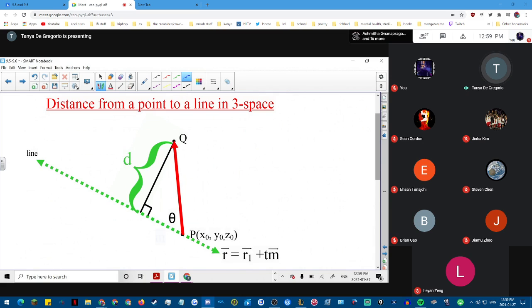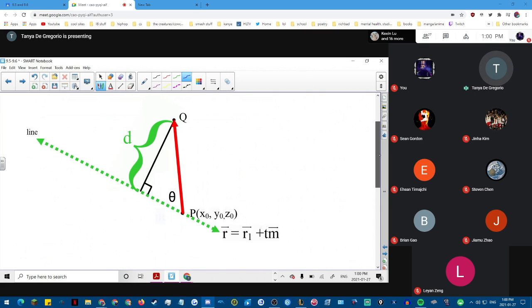Do we have a Cartesian equation of a line in 3 space? No, we don't. That's the problem. My other formula relies on knowing the Cartesian equation. So now we're going to look at a different formula if you're finding the distance from a point to a line in 3 space, okay?